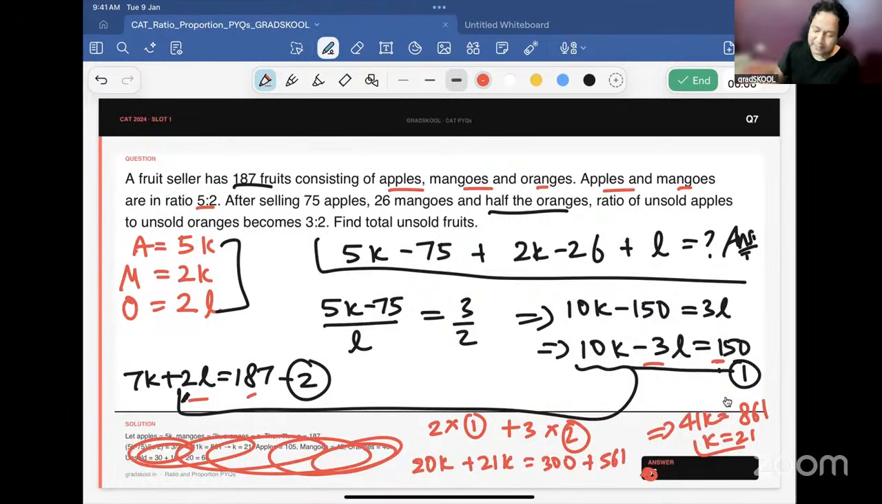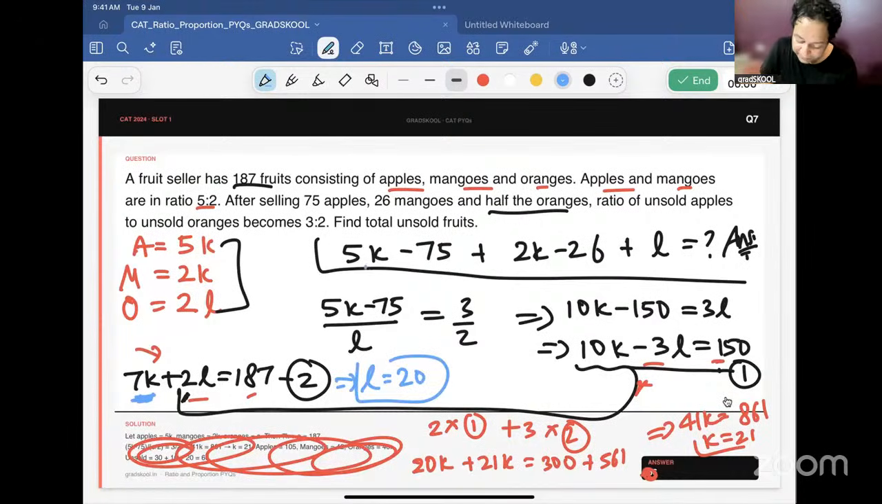That is 21. If I got the value of K is 21, I can get the value of L also by putting it in either of the equations, either this or this. Let's put it here. If I put it here, 7 times 21 is how much? 147. So L will be 20. Okay, nice. L is 20, K is 21. Let's put the value here.